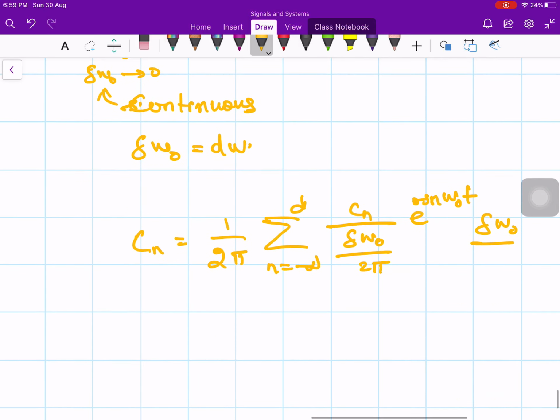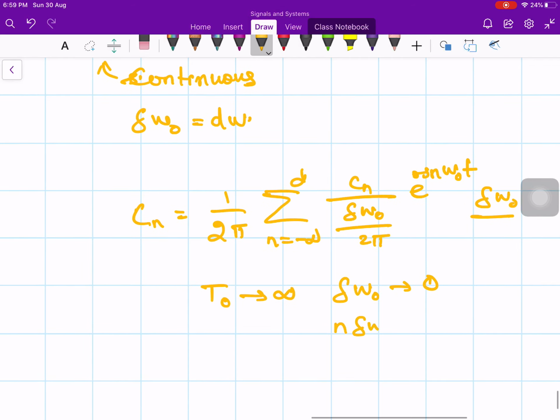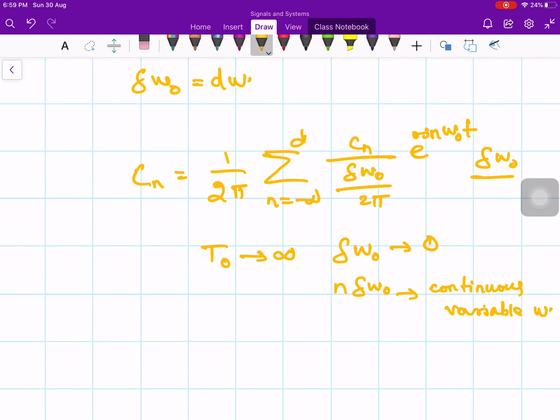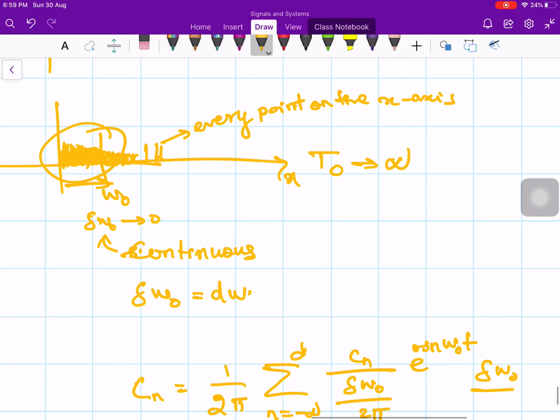So the consequence is that as T naught becomes larger and larger, delta omega naught becomes smaller and smaller. That means it is going to be continuous. Therefore n times delta omega naught becomes a continuous variable, which we denote by omega. That is how the limiting process occurs. As the fundamental frequency becomes smaller and smaller, the harmonics exist at every point along the omega axis. So in the limit you will have a frequency component at every point along the omega axis.